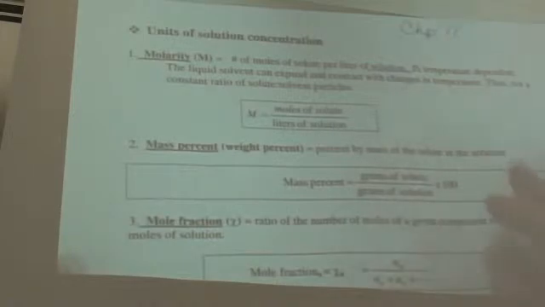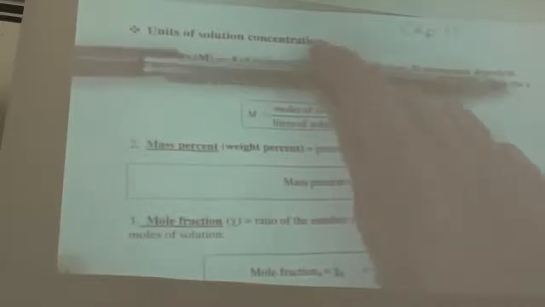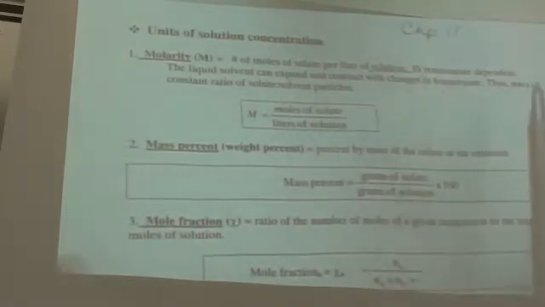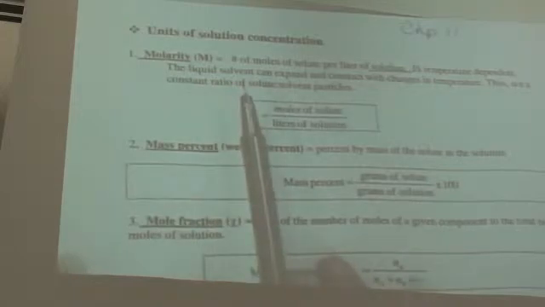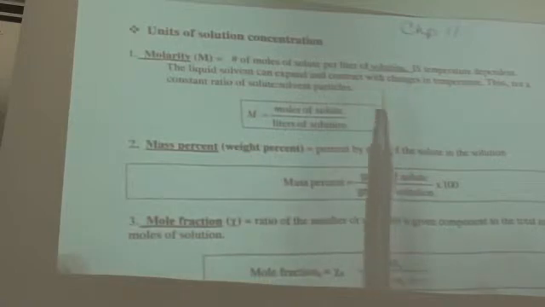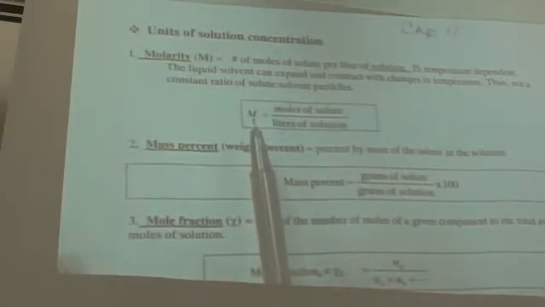This is temperature dependent. Someone who is awake, tell me why it is temperature dependent. Because the volume depends on temperature. The liquid solvent can expand and contract with changes in temperature. You are so smart. You bookworm. Indeed, it can. All right. So it is not a constant ratio of the solute to solvent particles, but when you're doing stuff at standard state, room temperature, then this is the go-to unit of concentration.